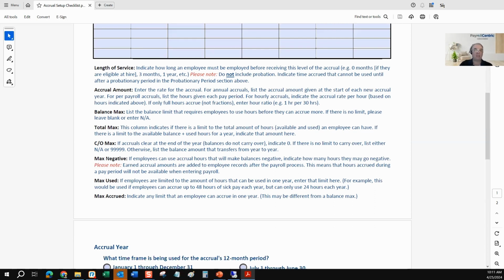And then a max accrued will indicate any limit that an employee can accrue in 1 year, right? And this may be different from a balance max because you can have a maximum balance of 500, but that's different than how much they can accrue. How much they can accrue says they can accrue no more than 500 in any given year, even if their balance is, say, 600, right? So they can carry over a certain amount from the previous year, but they can't accrue more than a particular amount in a year.